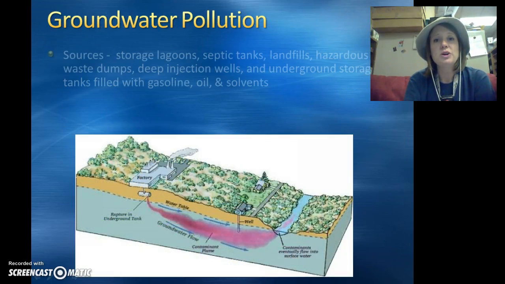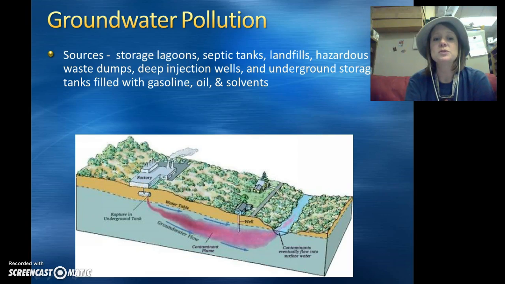As far as groundwater pollution, usually that's when something underground starts to leak. Like in this picture, you see there's some type of underground liquid storage that leaks, and it's above the water table, so it seeps down into that aquifer. Groundwater flows downhill just like surface water, and so that pollutant's going to flow as well. And if it gets where a well is, that pollutant's going to be drawn up into that well.